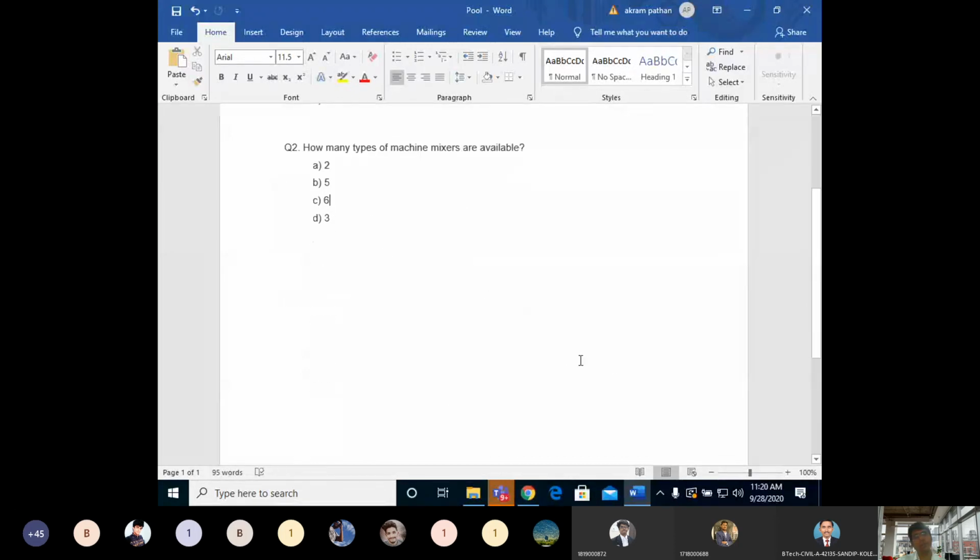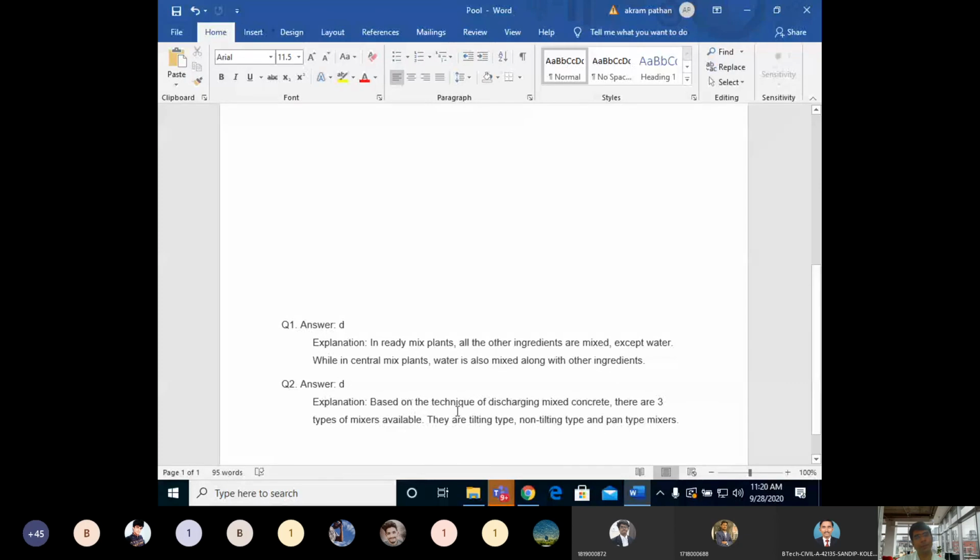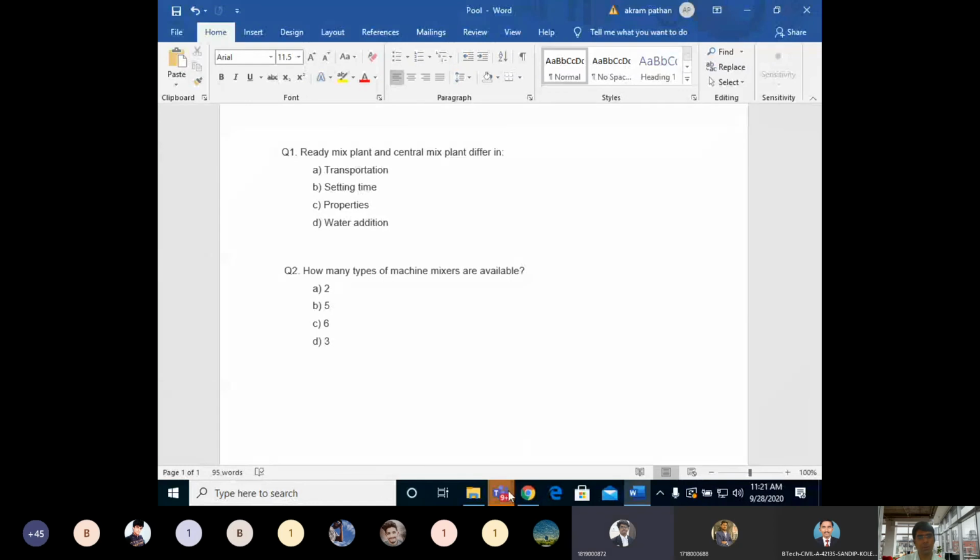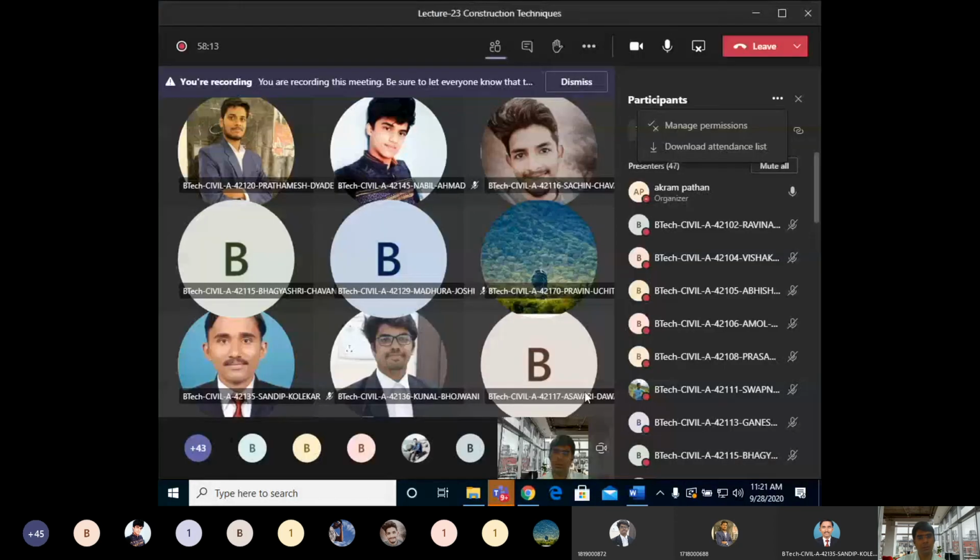The answer is 3. Why? Here we have the explanation for the second. Based on the technique of discharging mixed concrete, there are 3 types of mixers available. They are tilting type, non-tilting and pan type mixers. Many types of mixers are there, but these are the majority: tilting type, non-tilting and pan mixers. These are the 3 mixers we are going to use for mixing the concrete.